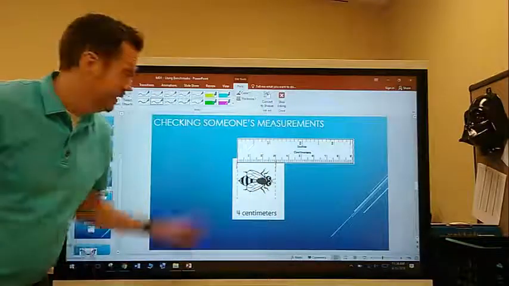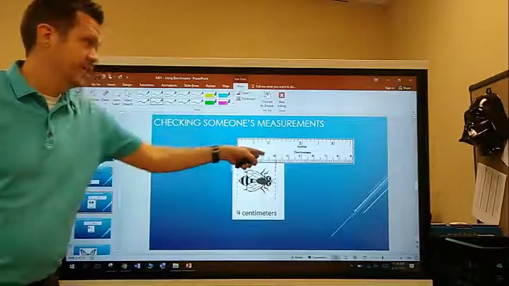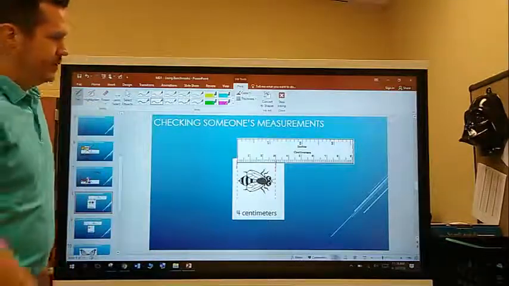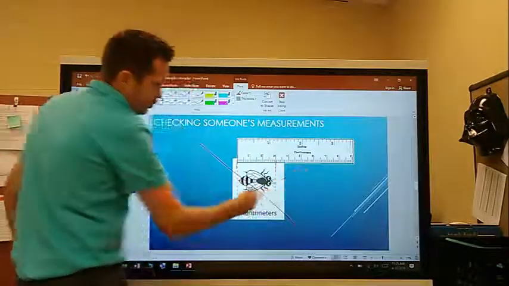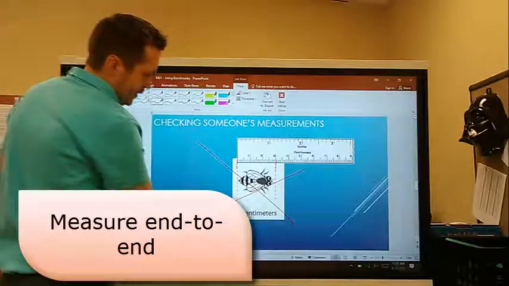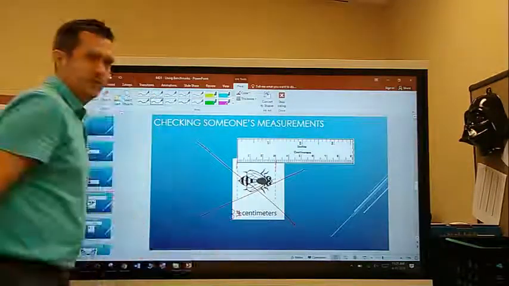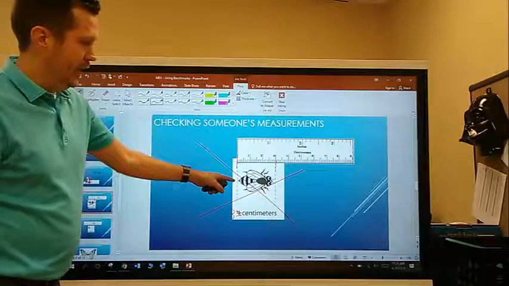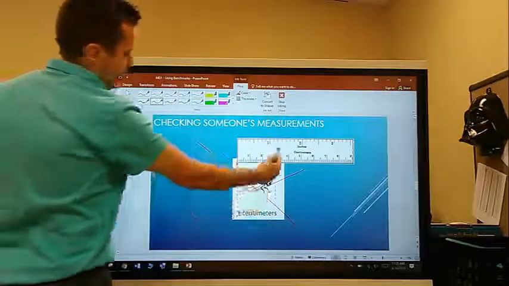Was my friend right? He said it was 4 centimeters. It actually turns out to be 3 centimeters. So no, my friend was wrong. He did not measure properly. This is actually 3 centimeters, so we can fix that for him. So remember, line it up at the 0 line, and then check the end.